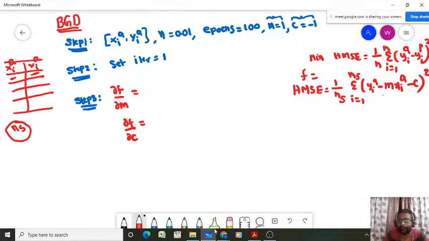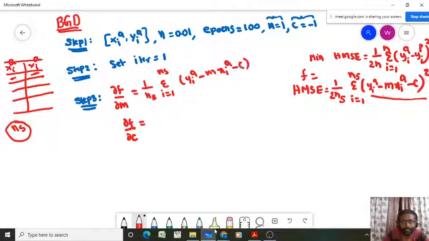So what will be the dou f by dou m now? So your dou f by dou m equals 1 by ns sigma i equal to 1 to ns, and the differentiation of this term. And it is half mean square error, right? Half mean square error means 1 by 2. So once we differentiate this, the 2 comes forward and this 2 and 2 will be cancelled. So we have only y_i minus m x_i minus c.